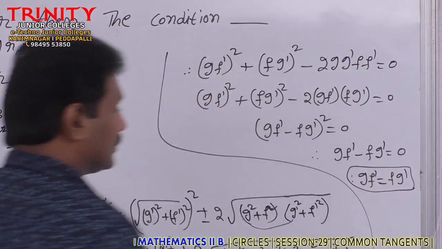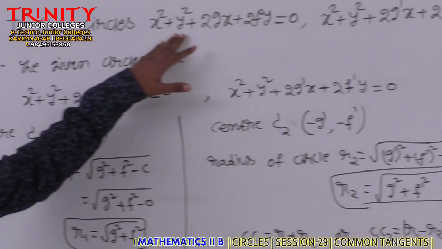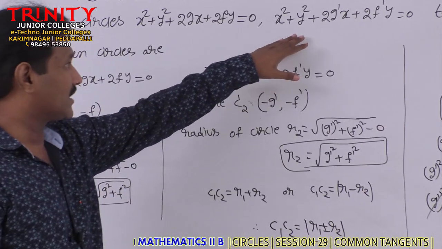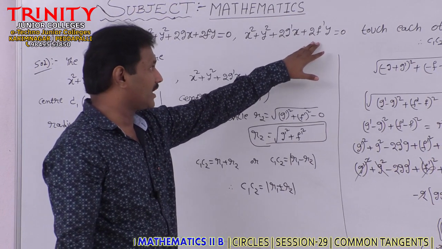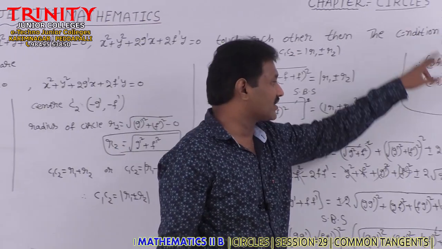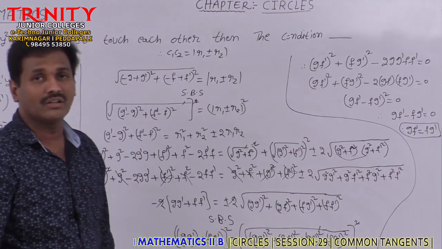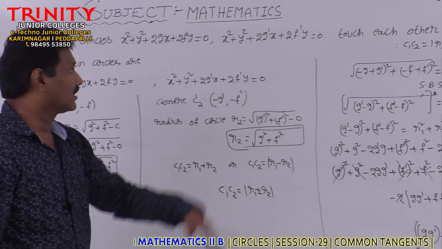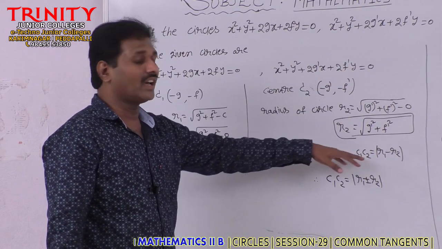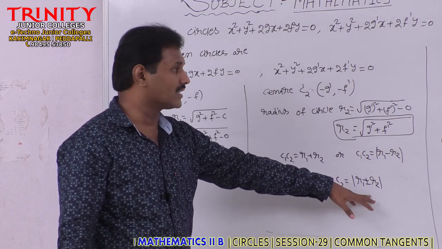Therefore, if the two circles x square plus y square plus 2gx plus 2fy equal to 0, and x square plus y square plus 2g dash x plus 2f dash y equal to 0, these two circles touch each other, then the condition is g f dash equal to f g dash. These two circles touch each other means the two circles touch each other either externally or internally, that the condition is C1 C2 equal to modulus of R1 plus R2 or R1 minus R2.